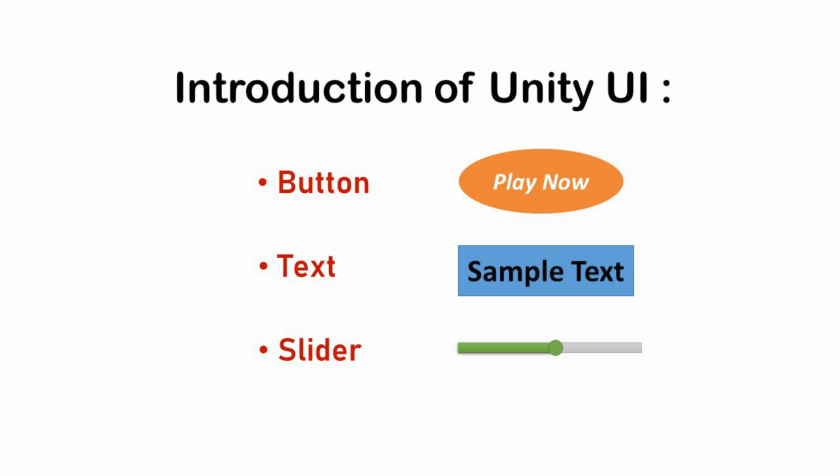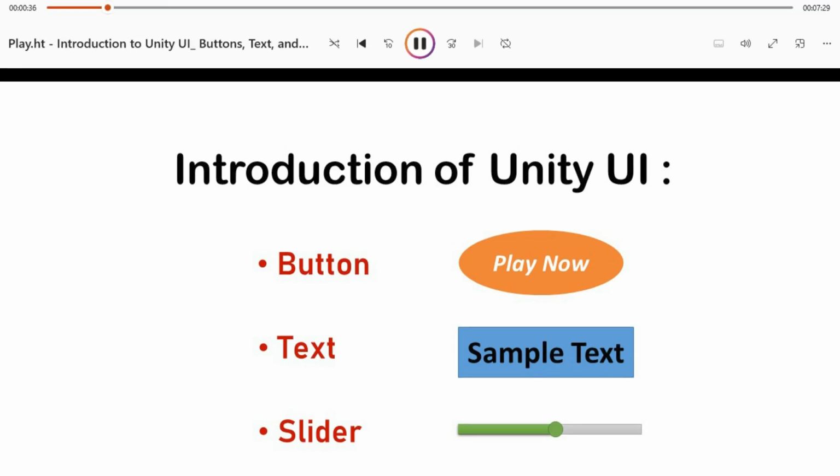Unity makes it easy to create both 2D and 3D UIs, whether you're working on a mobile game or even a VR experience. This video shows you how to create buttons, text, and sliders step by step, so you can build any UI element your project needs.